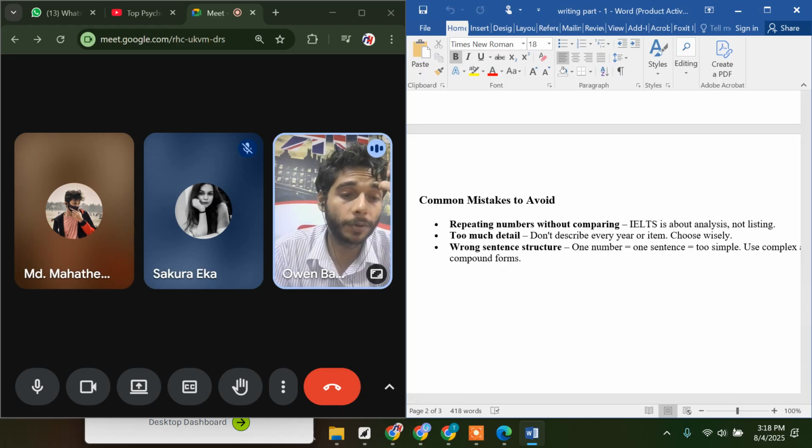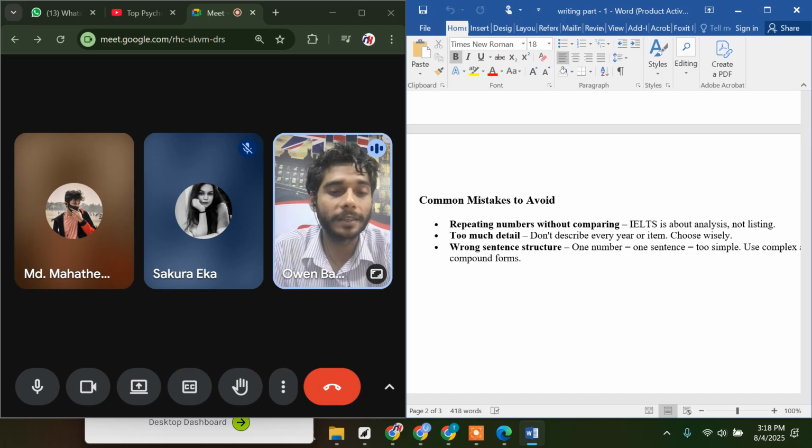So IELTS is about analysis, not listing. And too much detail. Don't describe every year or item. Choose wisely. So don't talk about something for too long. You have to cover the other topics and other points. So choose wisely how you write about everything and how you describe whatever detail you're going into.